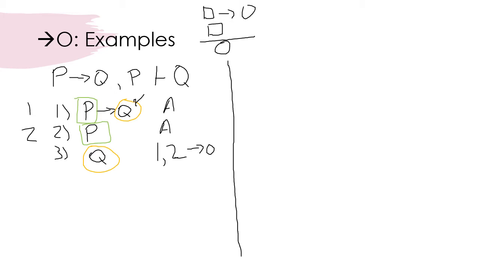And then we cite lines 1 and 2. Why do we cite lines 1 and 2? Because we look at line 1. What's the number next to line 1? It's 1. What's the number next to line 2? It's 2. So we put both of them right there, and that is our proof. We just proved the P arrow Q, P therefore Q sequence.